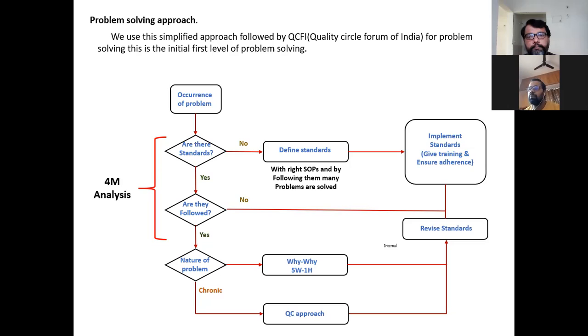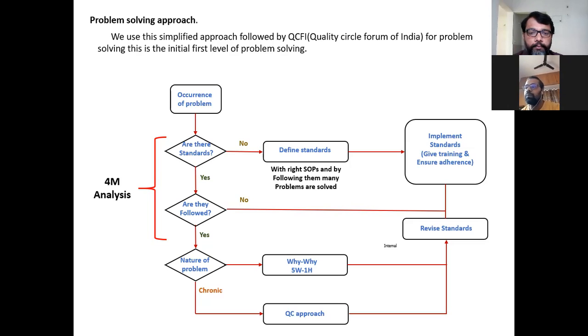We use a simplified approach followed by Quality Circle Forum of India. Problem solving is the initial first level of problem solving, which we use here, that is a 4M analysis: method, material, man, and machine. So sir, I will just explain in the next slides.